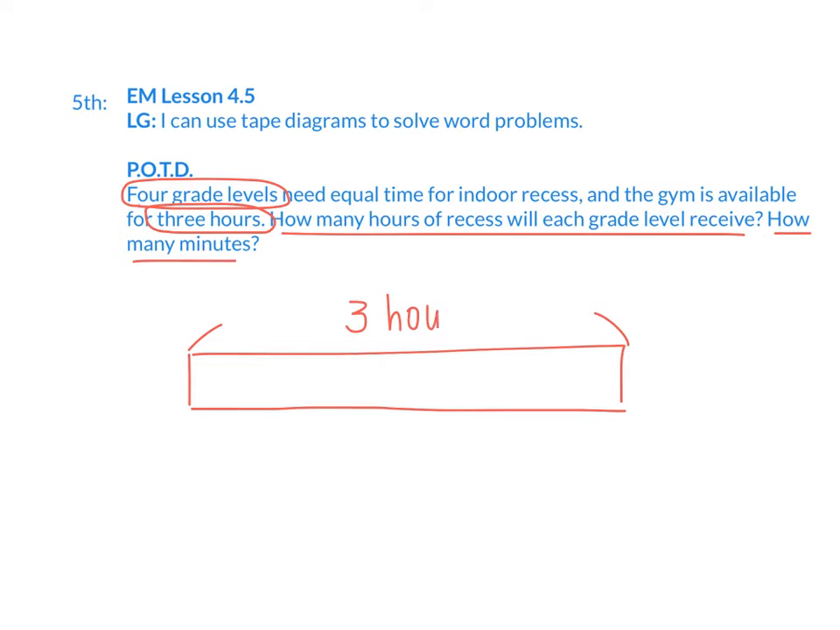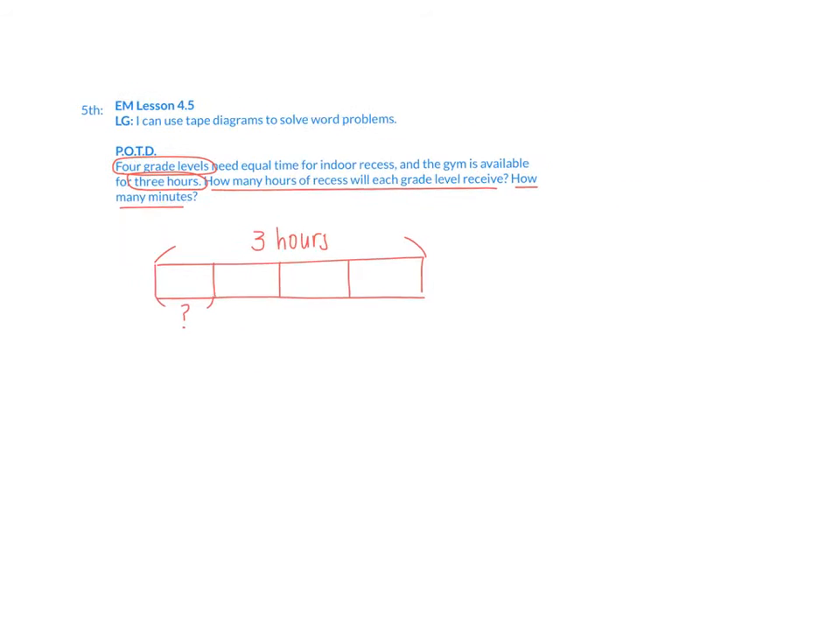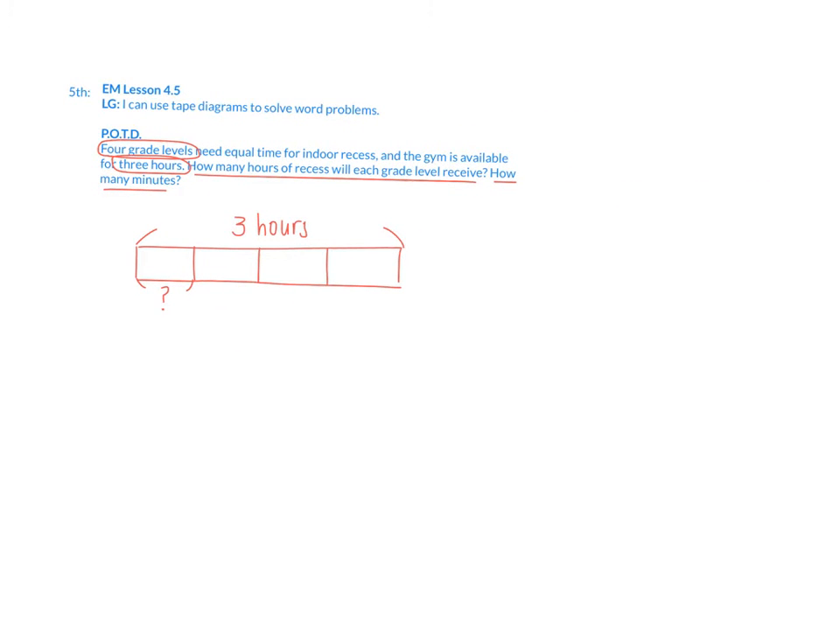Now we need to share those 3 hours equally into groups, depending on how many people or how many groups of people are trying to share it. How many groups of people are trying to share it? 4. So I have to divide it into 4 equal-sized pieces. And we're trying to figure out how much one person or one grade level can get it for. Okay? So what math equation are we doing here? Now that we've drawn our tape diagram to represent it, what math equation do we need to do?